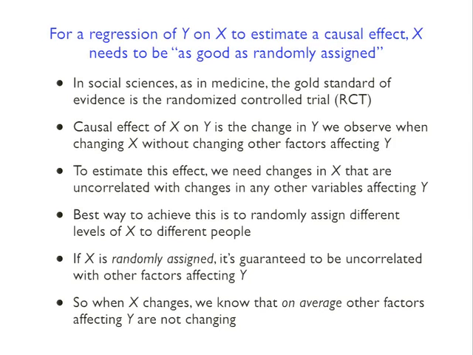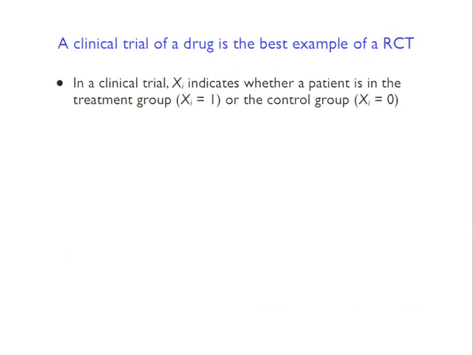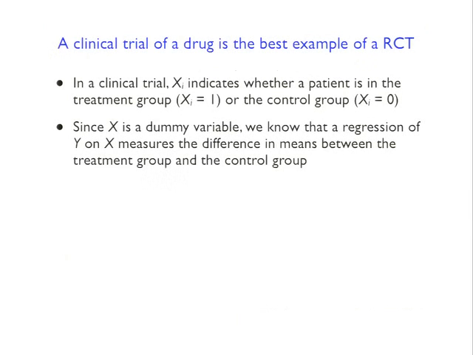A clinical trial of a drug, I think, is the best example of a randomized controlled trial. As we said before, in that case, you usually code x as equal to 1 if the individual is in the treatment group, and x is equal to 0 if they get assigned to the control group. We know that since x is a dummy, the regression of y on x is going to measure the difference in means between those two groups, the treated and the controls.